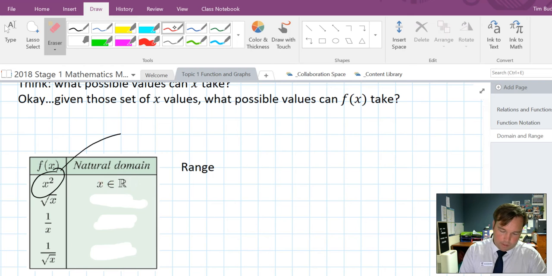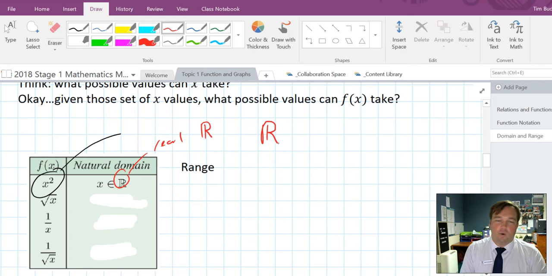And that's why we say that x is a member of the reals. This here just means real numbers. The fancy way to write it would be like that. So you sort of do two lines and use the second one you draw to make the R. Or some sort of curly R that looks a bit different to a normal R.